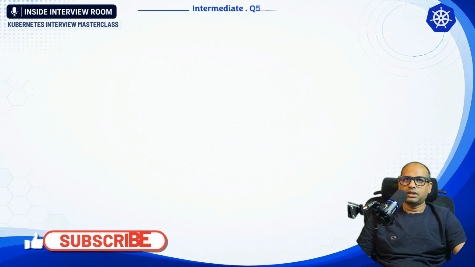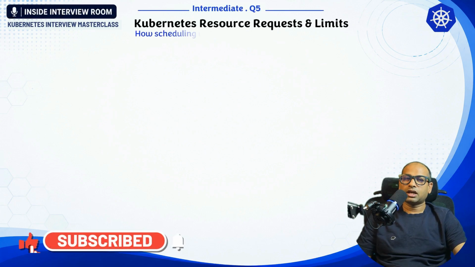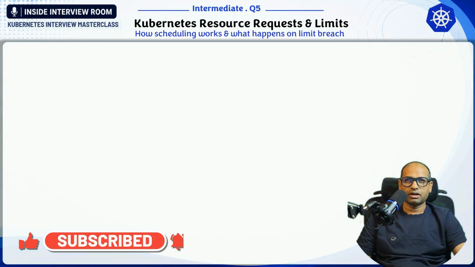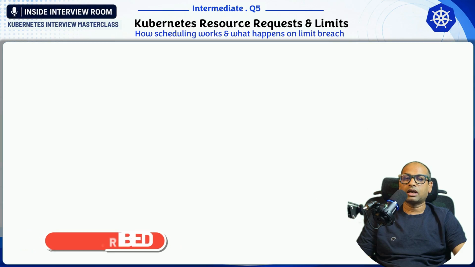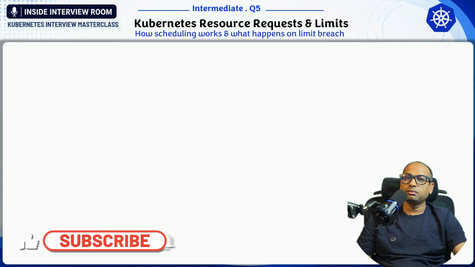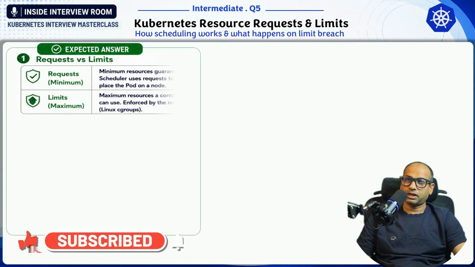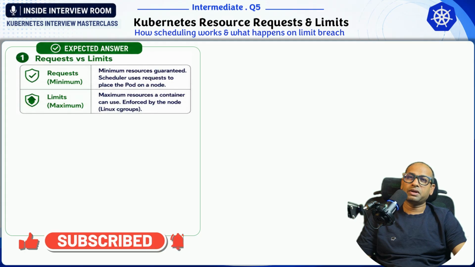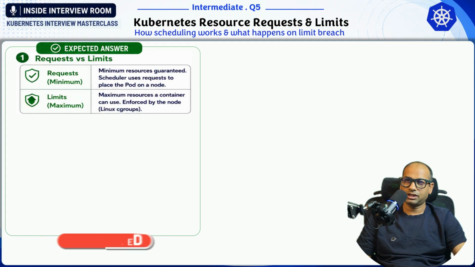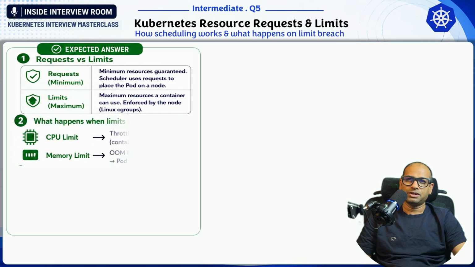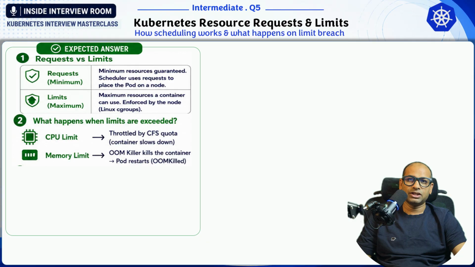Question number 5: Kubernetes resource requests and limits. How does scheduling work, and what happens on hitting a limit for each? Expected answer: explain request versus limits. What is the request? What is the limit? Minimum and maximum. What happens when limits are exceeded?